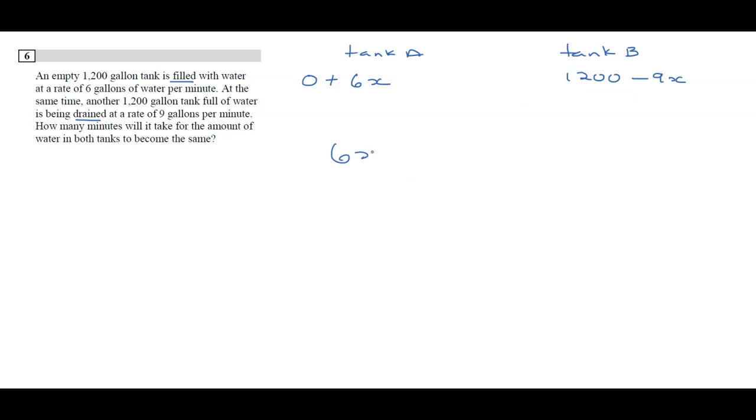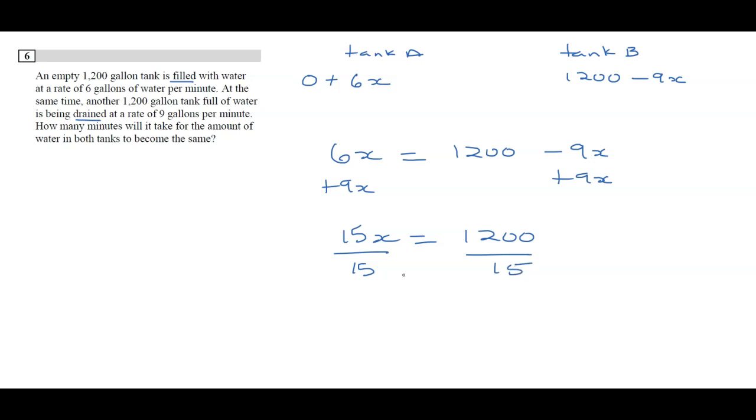So you have 6x equal to 1200 minus 9x. That's your equation. 6x is for tank A to fill it up. 1200 minus 9x is the drain rate. So we add 9x to both sides. So 15x equal to 1200. We divide both sides by 15. And so your x is going to be 80.